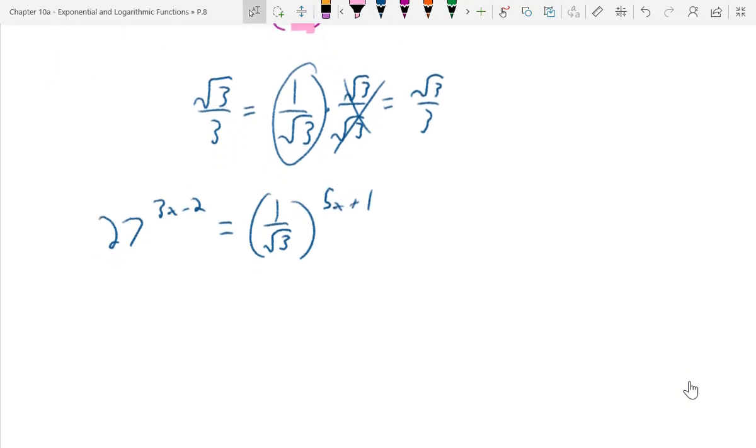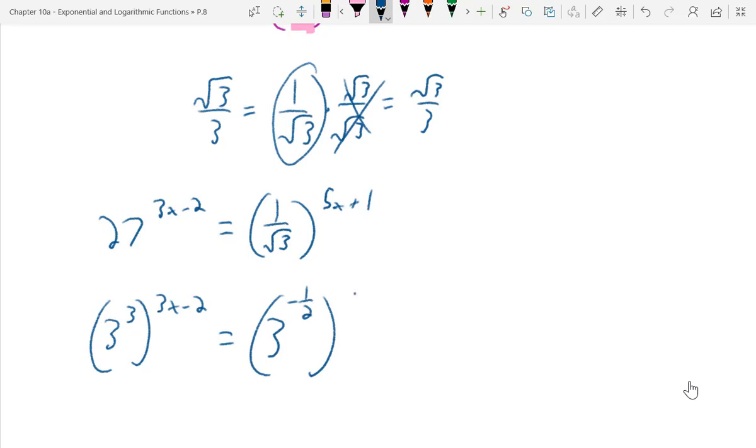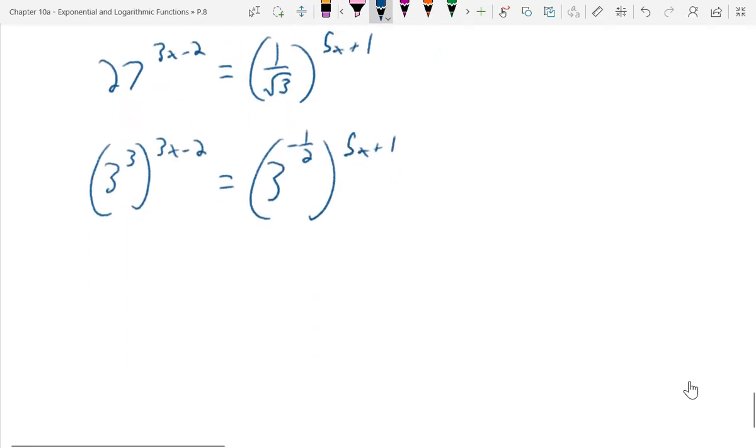In that form, you can now write both sides as simple bases. 27 is really 3 to the 3rd to the 3x minus 2. Do you know what 1 over root 3 would be? 3 to the negative 1/2. And you get 3 to the 9x minus 6 is equal to 3 to the negative 5 halves x minus a half.